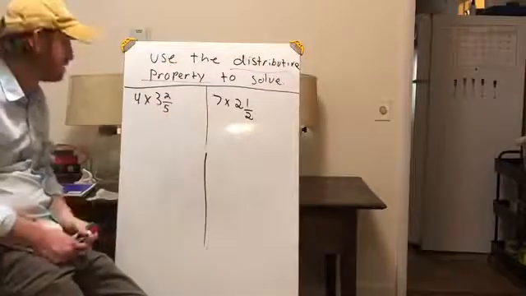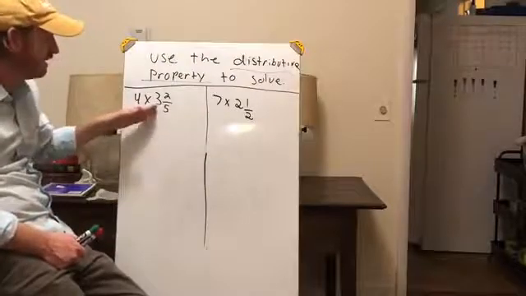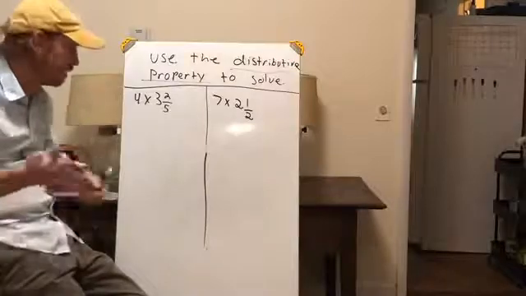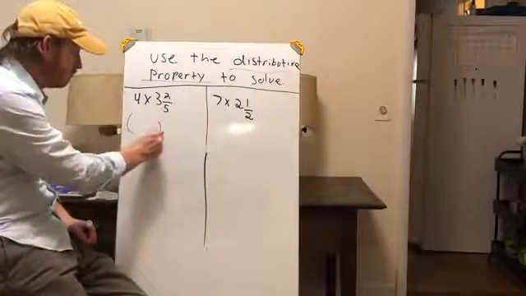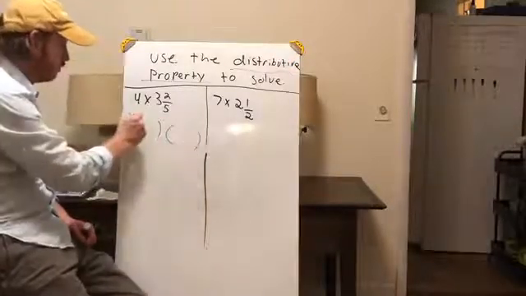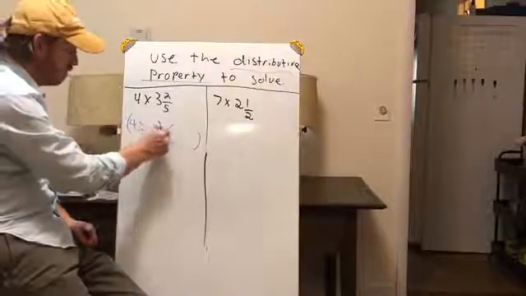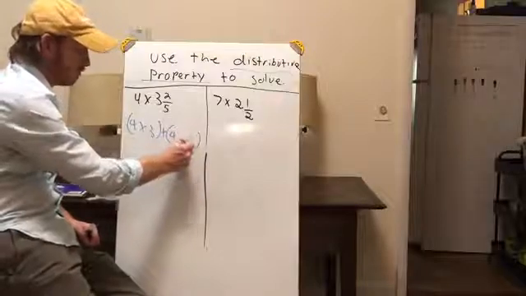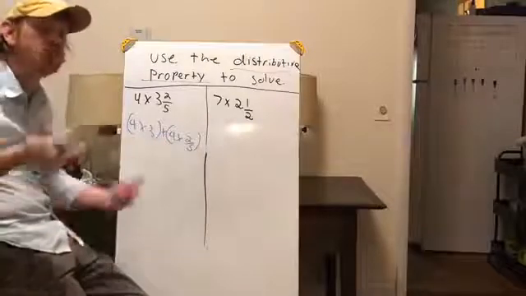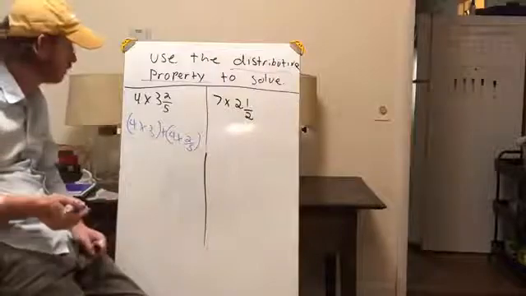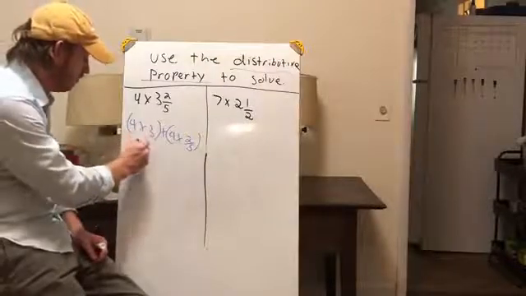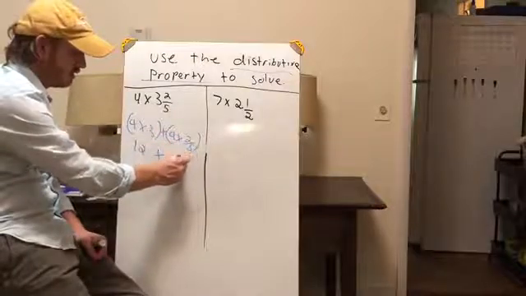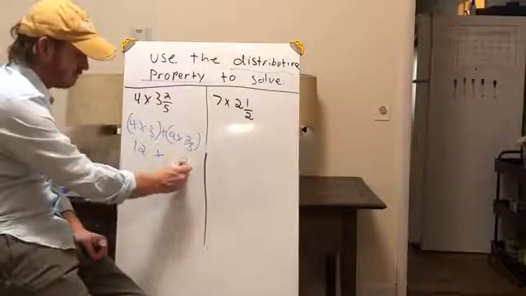So the first problem says 4 times 3 and 2/5. Using the distributive property, I can break that up into 4 times 3 plus 4 times 2/5. Now it's a much easier problem for me to solve. So 4 times 3 is 12. 4 times 2/5 is 8/5.